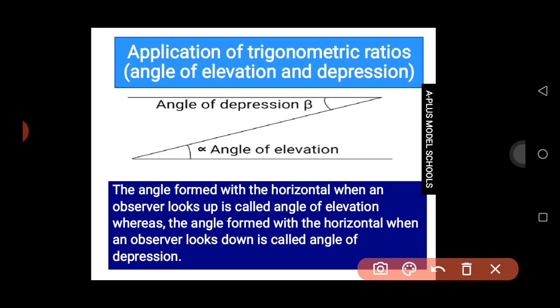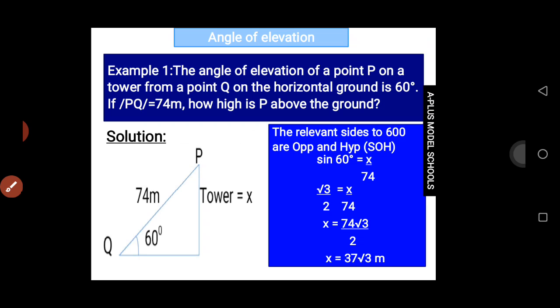So that is what we mean by angle of elevation and angle of depression. So here, alpha, you can see this angle. This angle is angle of elevation, and this angle is angle of depression. So now let's start with examples on angles of elevation.